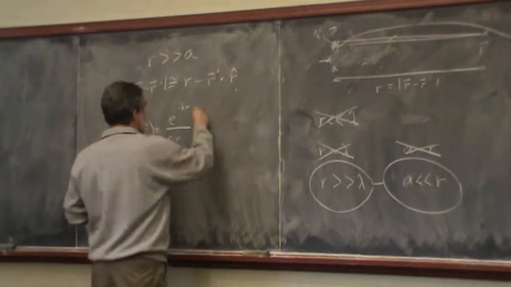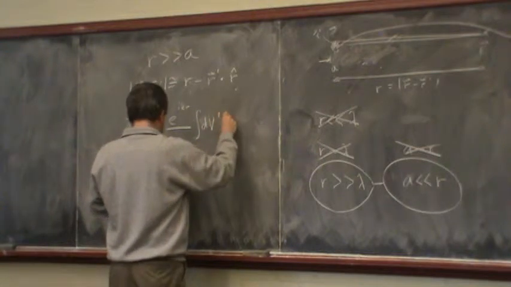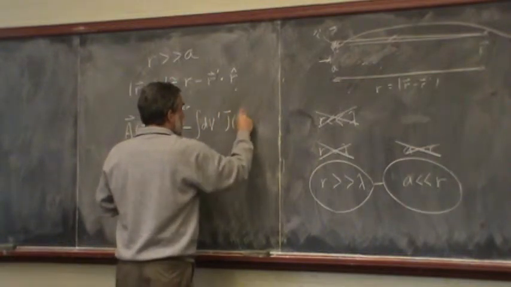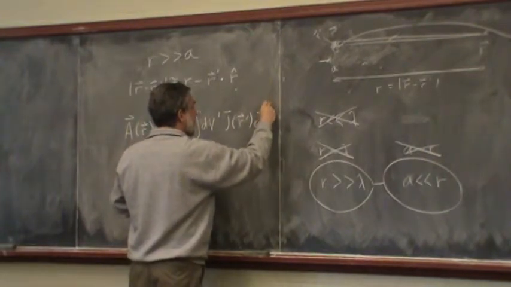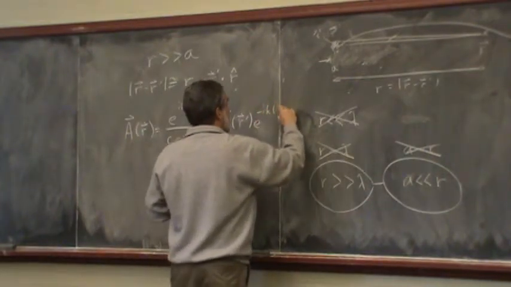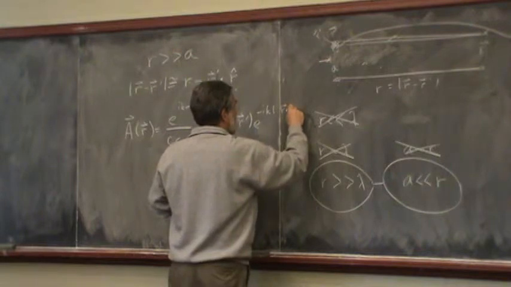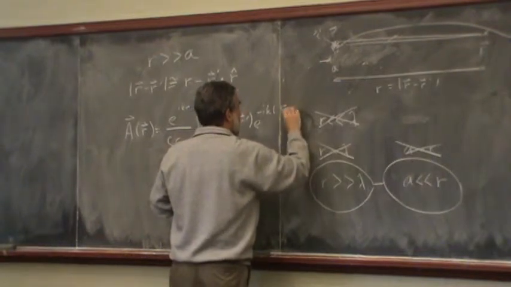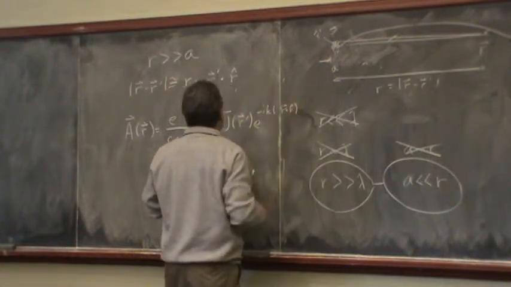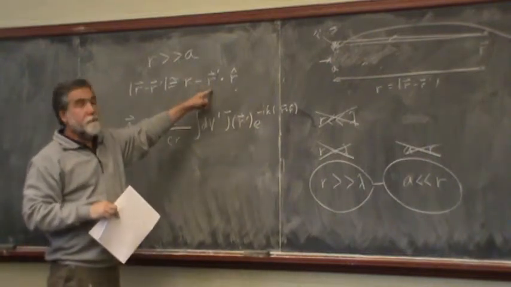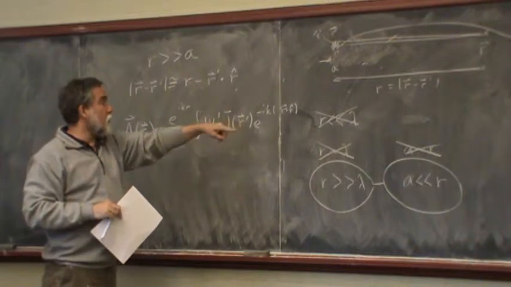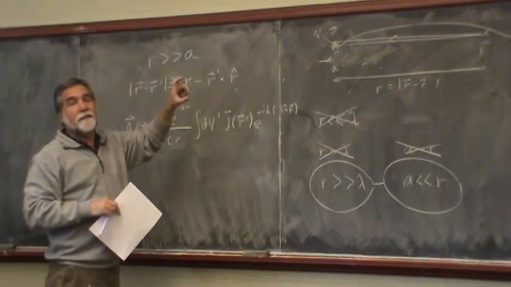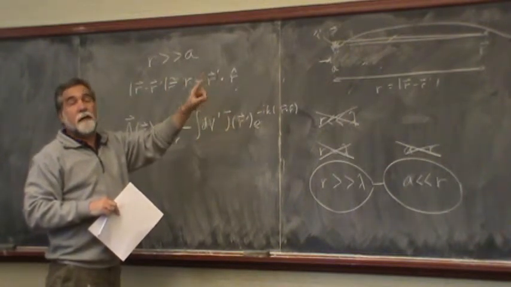I'll explain where the terms come from. The integral of d^3R prime, A of R prime, e to the minus ik R hat dot R prime. So that term there is just the R prime magnitude times the cosine of the angle.